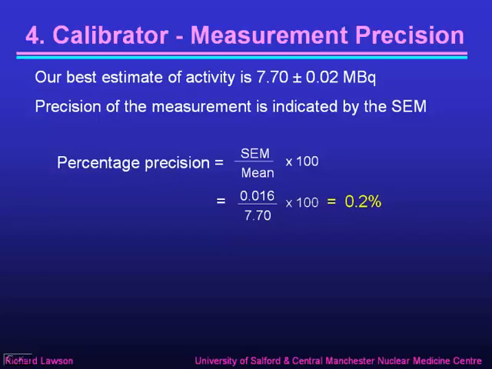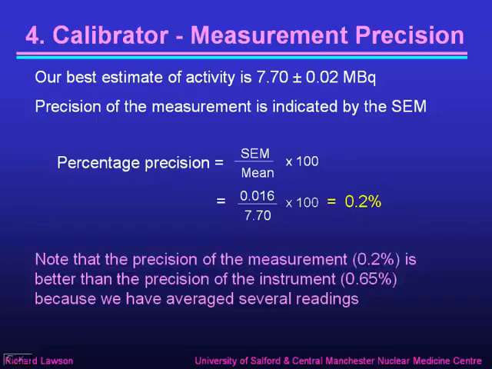That's pretty good, really, and it's even better than the precision of the instrument, which was 0.65%. So that seems rather surprising, that the measurement is more precise than the instrument. But that's simply because we took an average of 10 readings. The standard error of the mean is going to be better than the standard deviation of the measurements that contributed to it. That's how we improve our precision, by averaging several measurements.